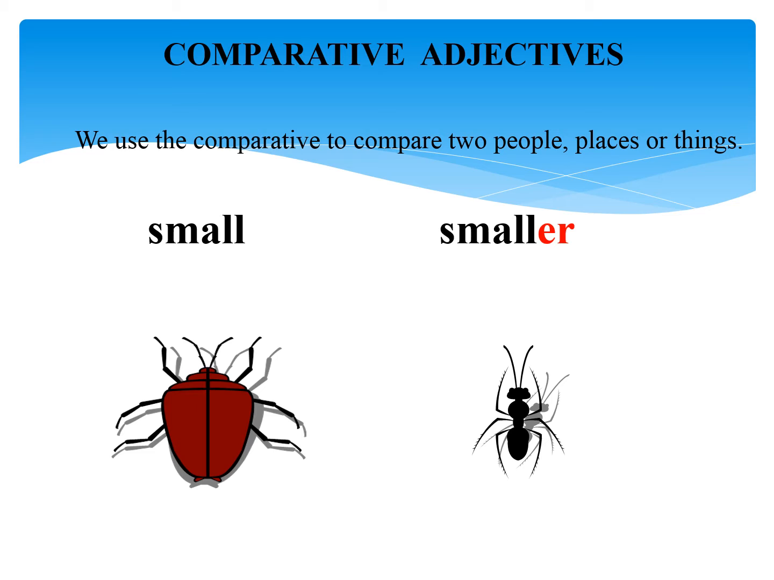We use the comparative to compare two people, places or things. So here we have two insects, we have two adjectives, we have small and then this one is smaller. As you can see here, this one is small but this one is smaller. So the adjective here is small and the comparative form is smaller. So we are comparing two things. Good.